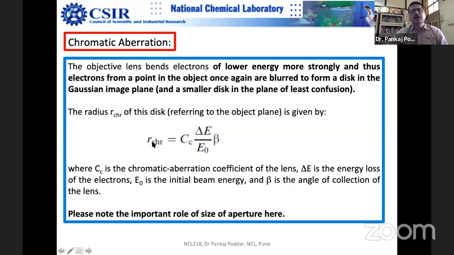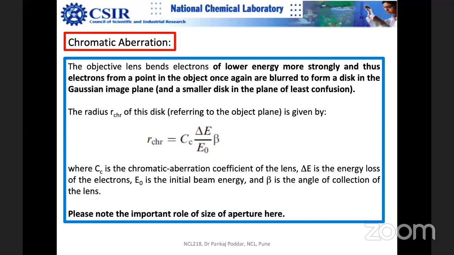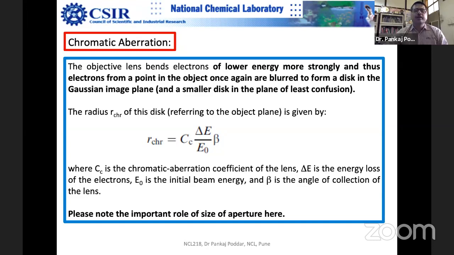So the disc formed. Remember, we want a point to be imaged as a point, but here because of this broadening, because of aberration, the point is being imaged again as a disc. So this is one more disc, one more type of broadening, and this time because of chromatic aberration. The radius of this disk is given as Cc times delta E, which is because of all the factors.